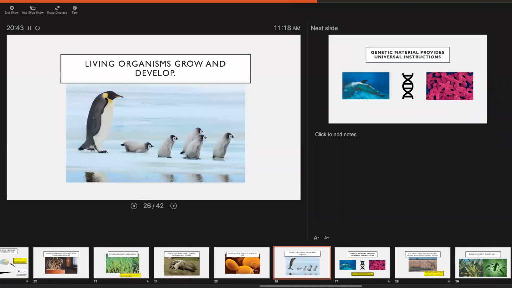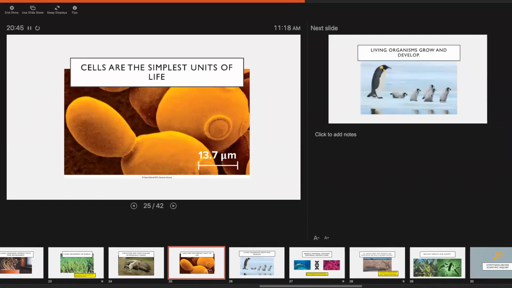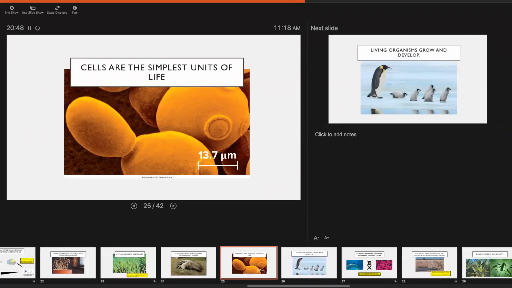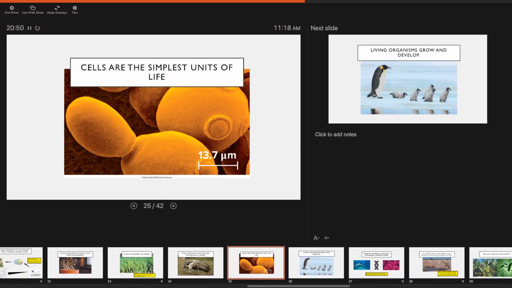Okay, cells are the simplest units of life. What this means is that the cell is the smallest self-contained unit that is living. Viruses are smaller than cells, but we don't say that viruses are alive. So that means that cells are the simplest unit of life.